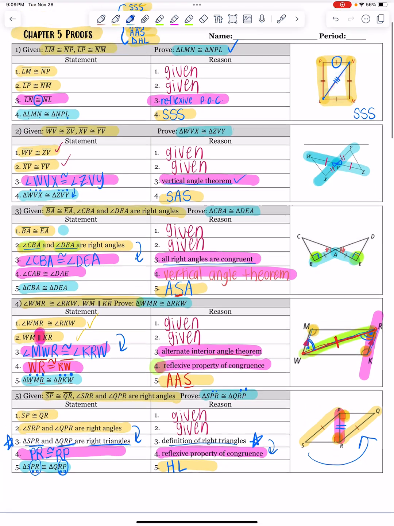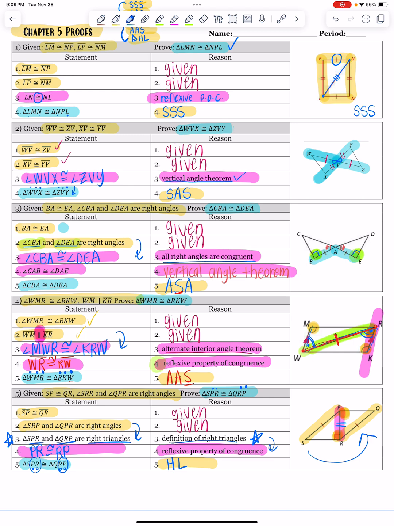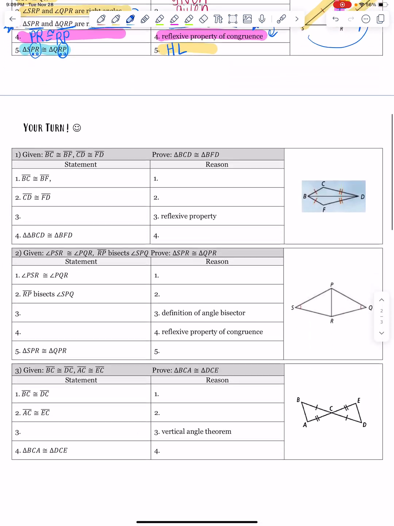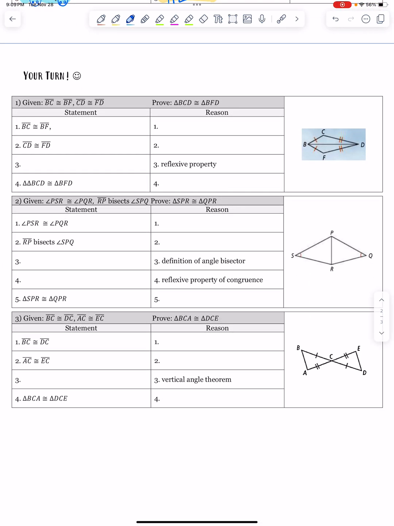So hopefully that helps you a little bit, just kind of looking at this given stuff in yellow, the in-between part, which I think is the hardest part, in pink, and then ultimately what you're trying to prove in blue with shortcuts listed next to it. Hopefully that helps you a little bit, and our homework is going to be just trying through proofs to see what you can do with them.